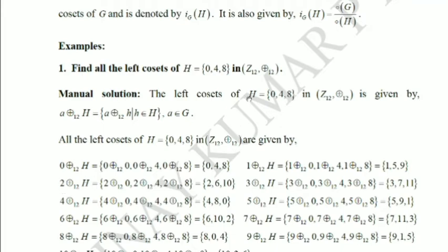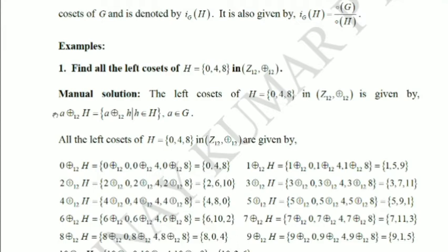Similarly, I'll give the next value for A. So the next value is 2. If you give 2, this becomes 2 addition modulo 12 H, right? So I have to add every element of H from the left side by 2. So you have to proceed like this till you give all the values of Z12 to A.